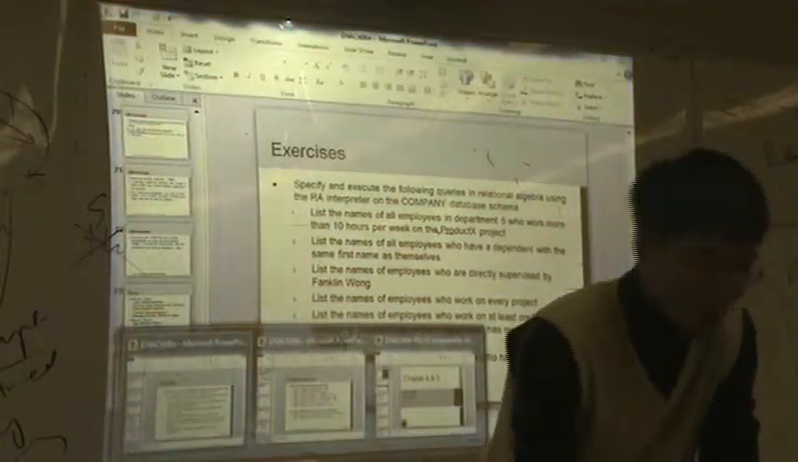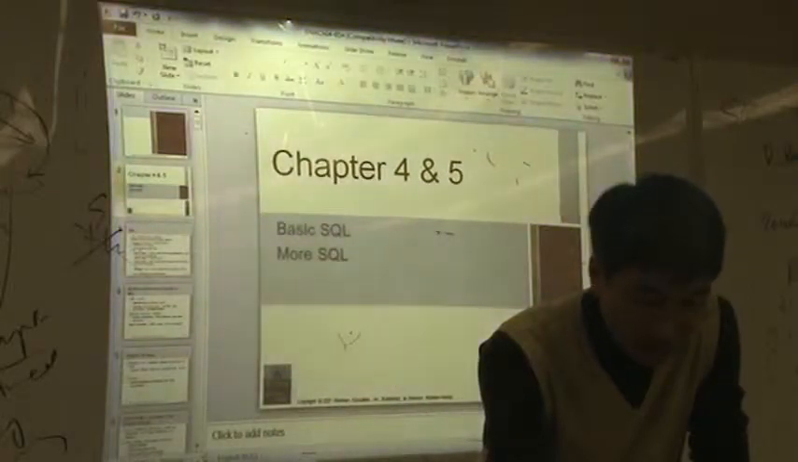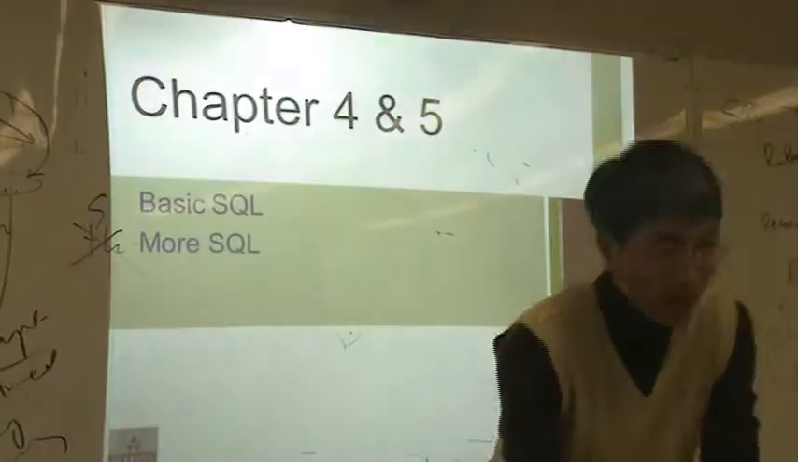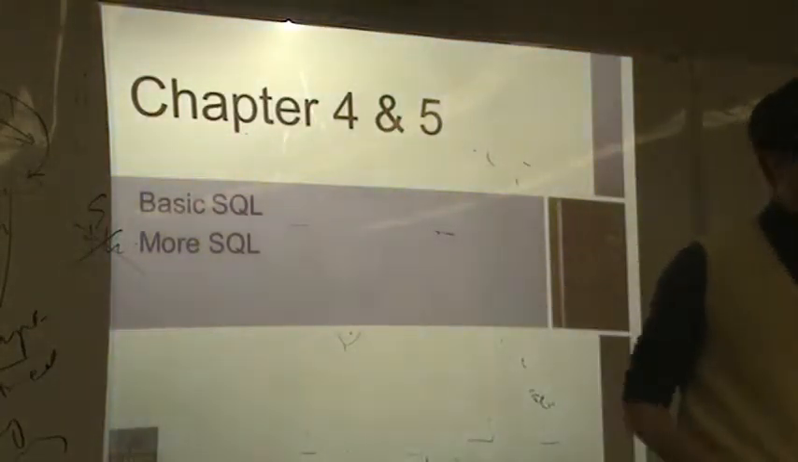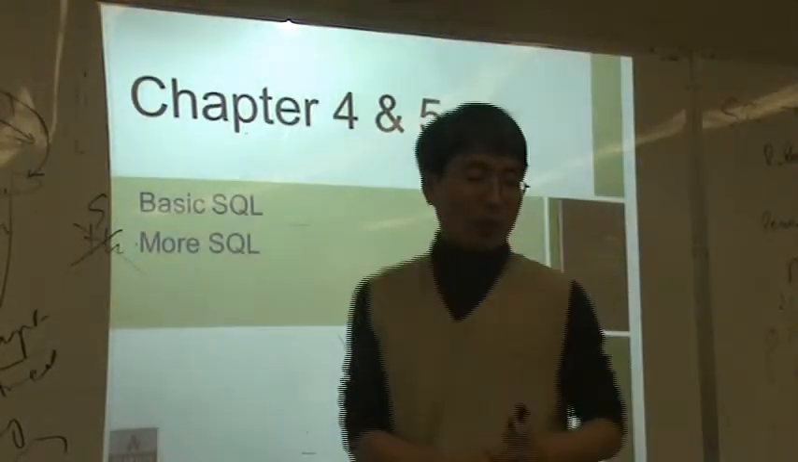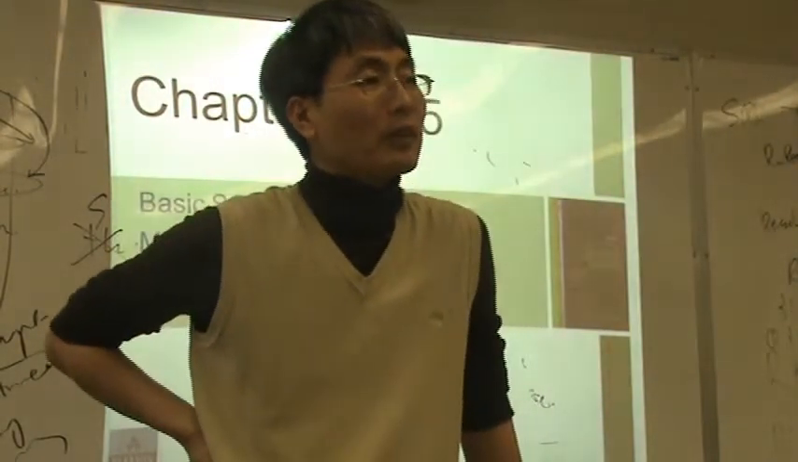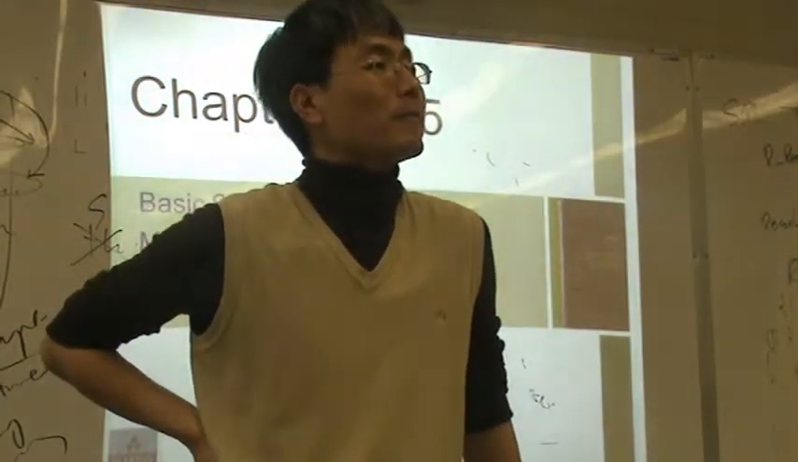What time is it? We have 51 minutes. Finally, what time is it? It's 2:30. We have time. Okay. Finally, we are in chapters 4 and 5. Any questions? Okay.